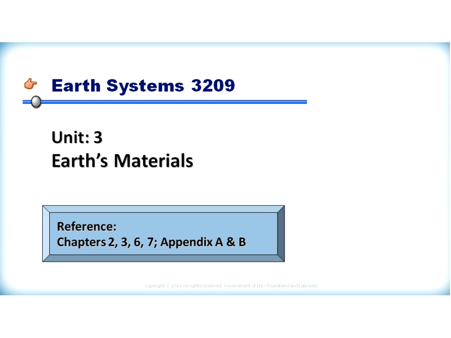Earth Systems 3209, Unit 3, Earth's Materials. References can be found for Unit 3 in Chapters 2, 3, 6, 7, Appendix A and Appendix B in the Curriculum Guide.